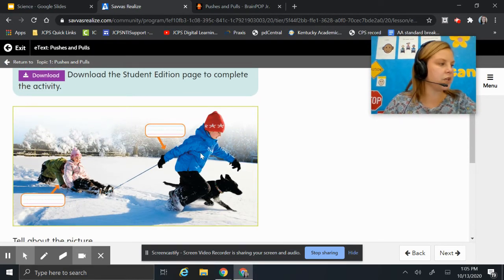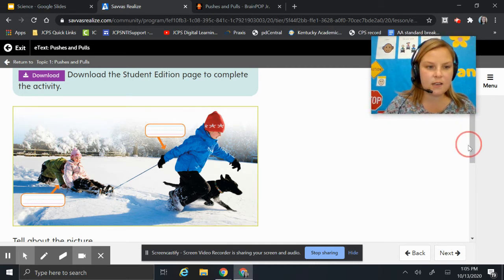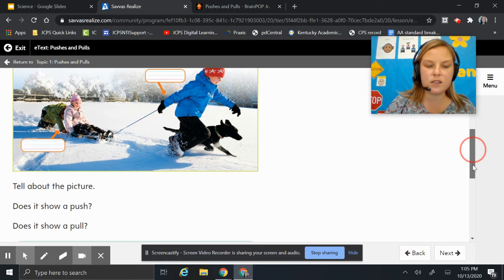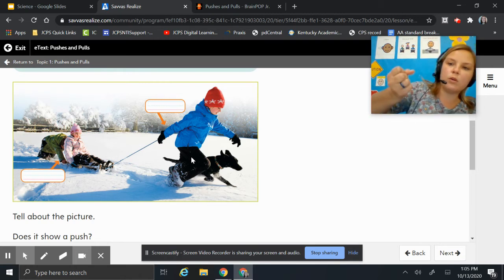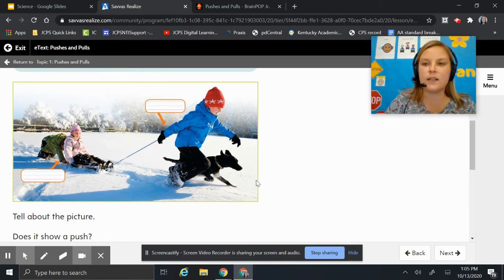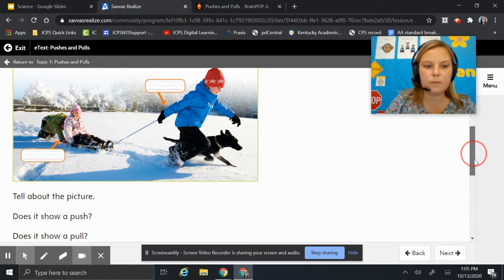So what we're going to do is look at our pictures. In this picture, we see a push and a pull. What it wants you to do is look at the picture, so you could just talk about the picture. We see a man pushing a girl on a sled, and a little boy pulling the sled as well. So we see a push and a pull.